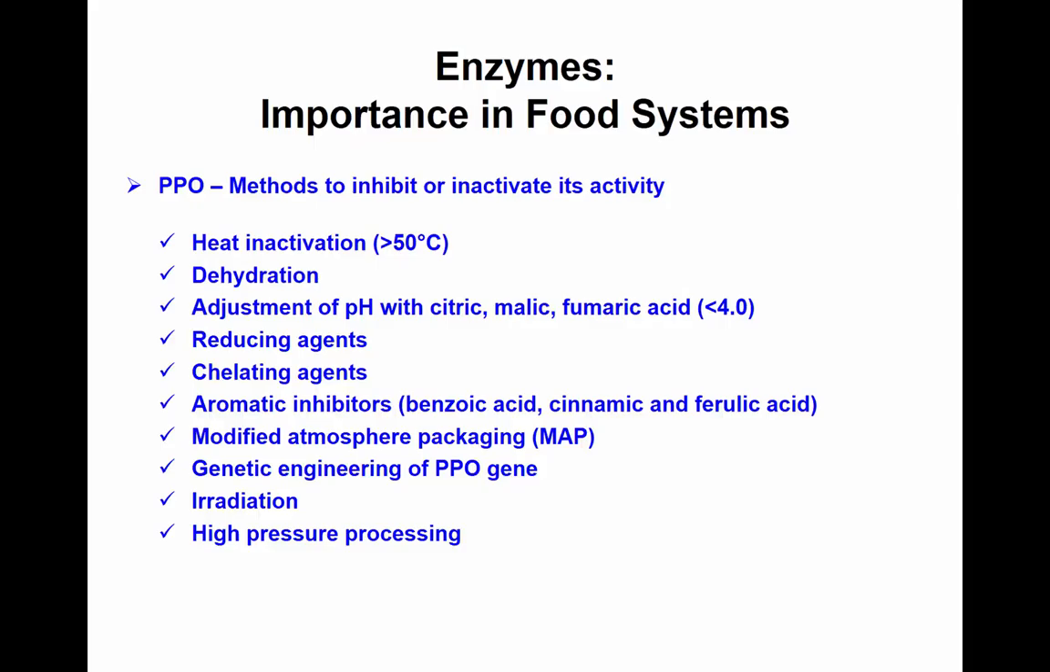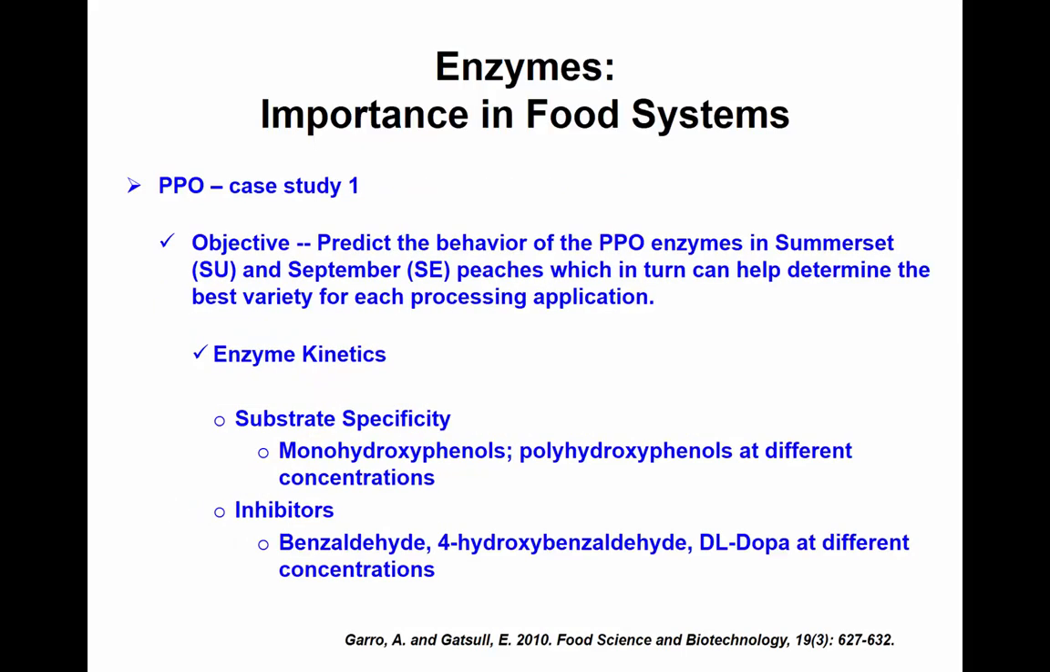Modified atmosphere packaging, changing the atmosphere. We have a case study that used argon gas in the modified atmosphere packaging. Genetic engineering, such as the Granny Smith. Irradiation, high pressure processing. There are so many different ways that people explore to inhibit these PPOs. So before we go into the first case study, I'll give you a 5 minute break. And we'll come back.